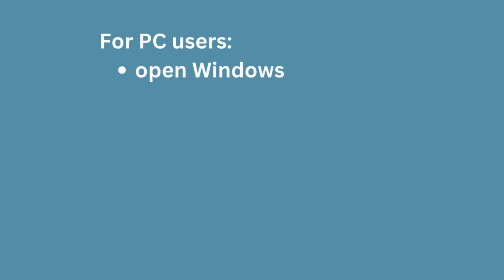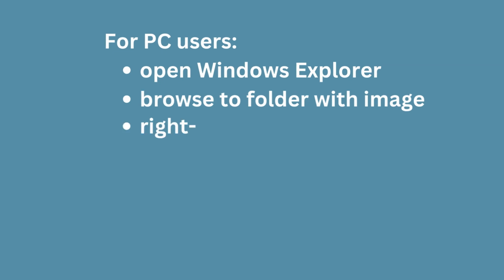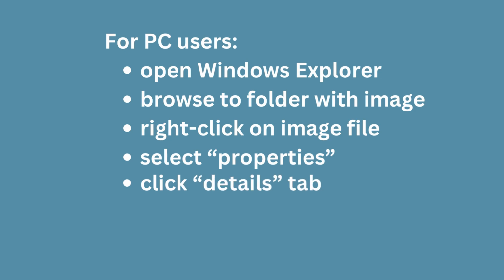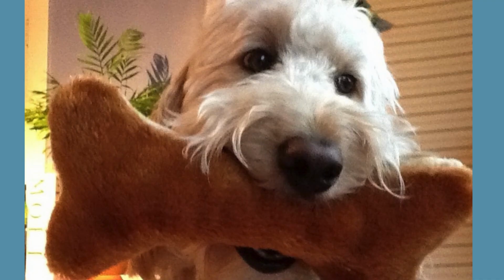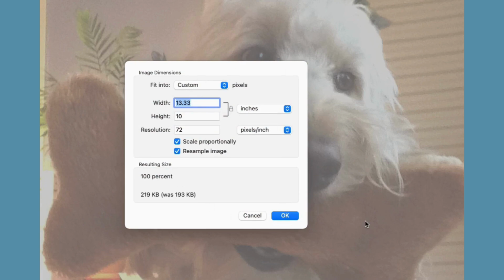If you're on a PC, by the way, you can open Windows Explorer and browse to the folder that contains your image. Right-click on the image file and select Properties, click on the Details tab, and your image resolution will display in the Details tab. I use a Mac, so I'm going to open the image in Preview to determine what the resolution is. Here, I'm going to go to Tools, Adjust Size, and that will bring up this dialog box, which shows me a couple of things: the dimensions of the image and the resolution. This image is 13.33 inches wide by 10 inches high at 72 dpi.